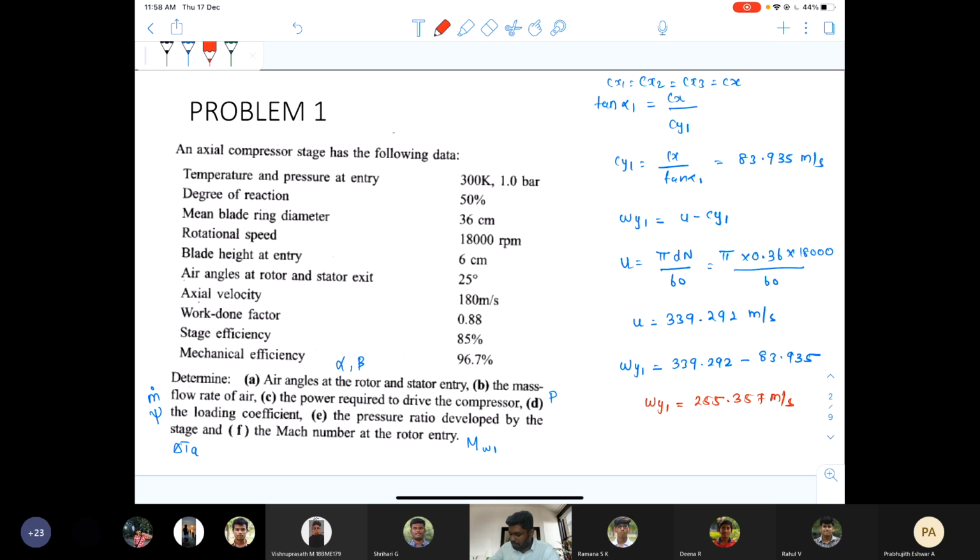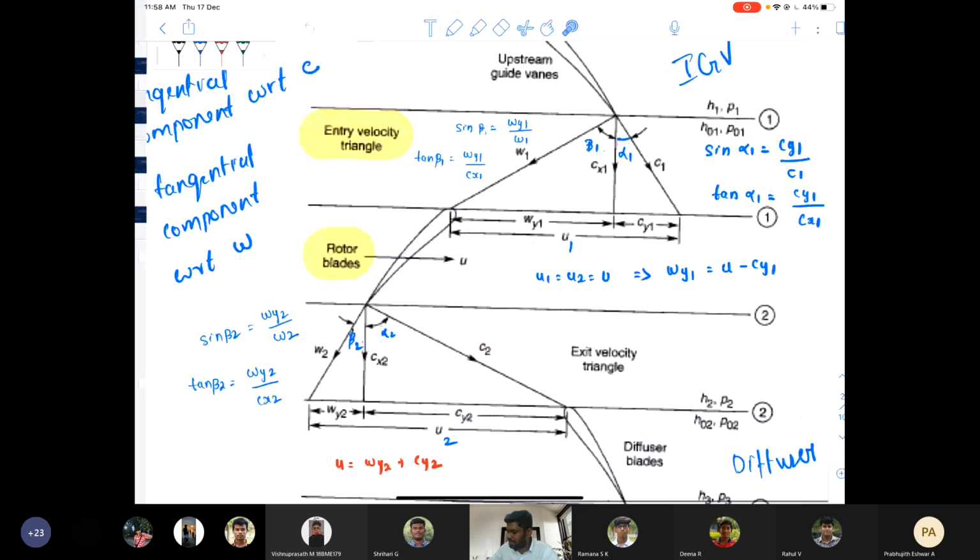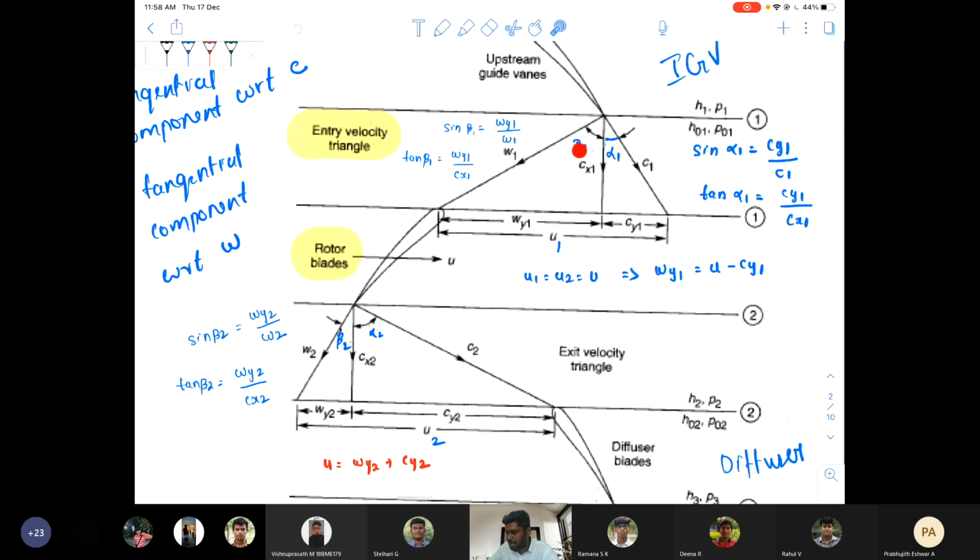Now we should find the value of beta 1. That is, in the stage velocity diagram, you should find the value of beta 1.